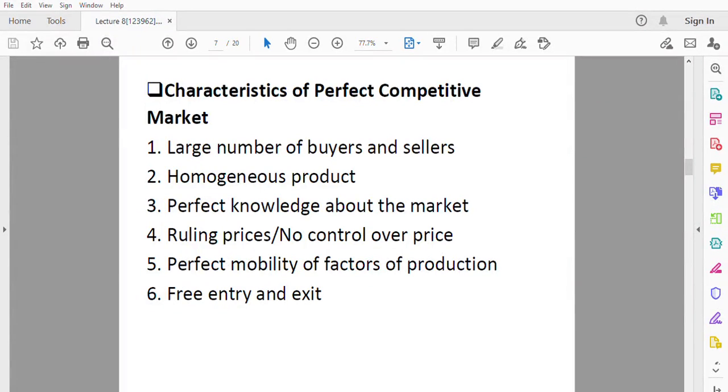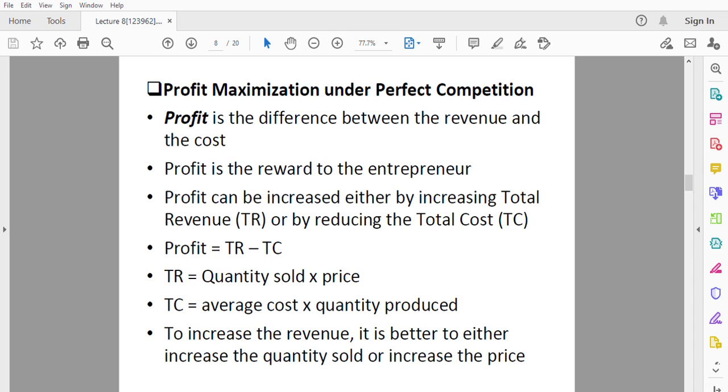Hello friends, so we've talked about the characteristics of a perfect competitive market. So now let's look at how a perfect competitive market can maximize profit. What is profit? Profit is basically the difference between revenue and cost. In other words, profit is the reward to the entrepreneur.